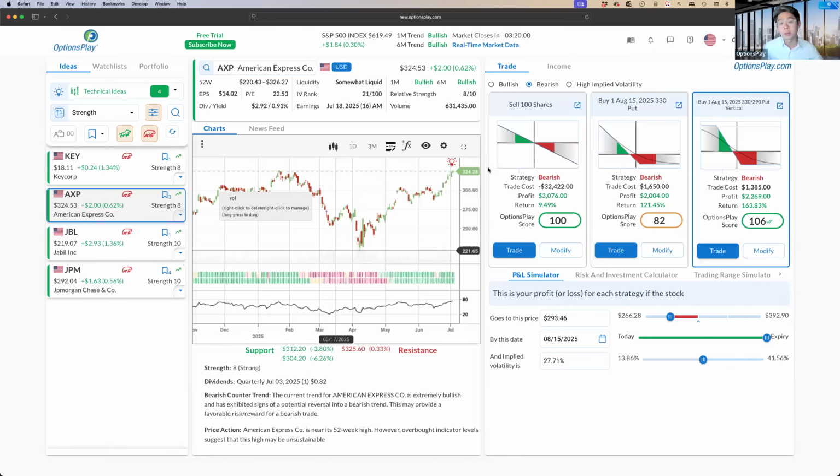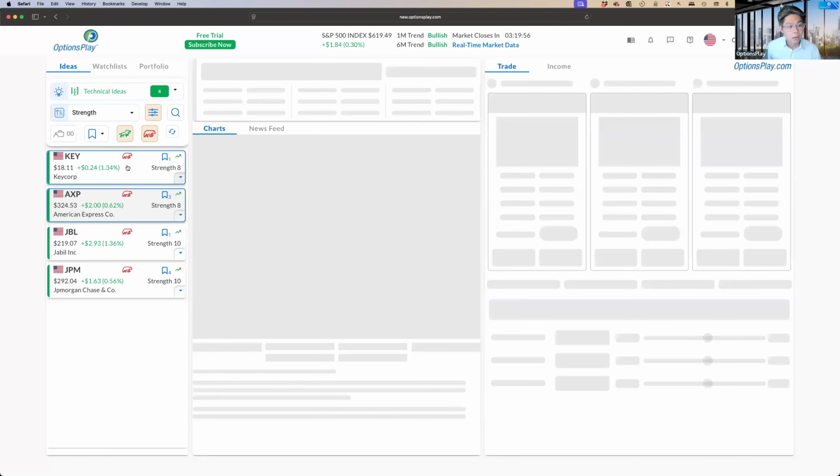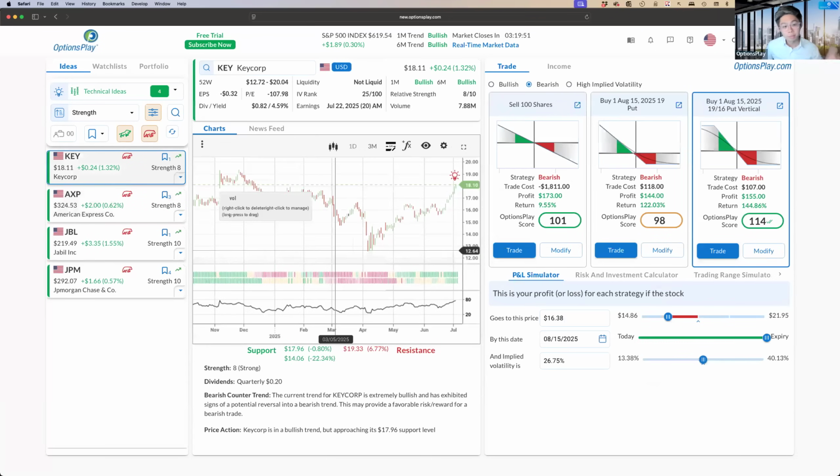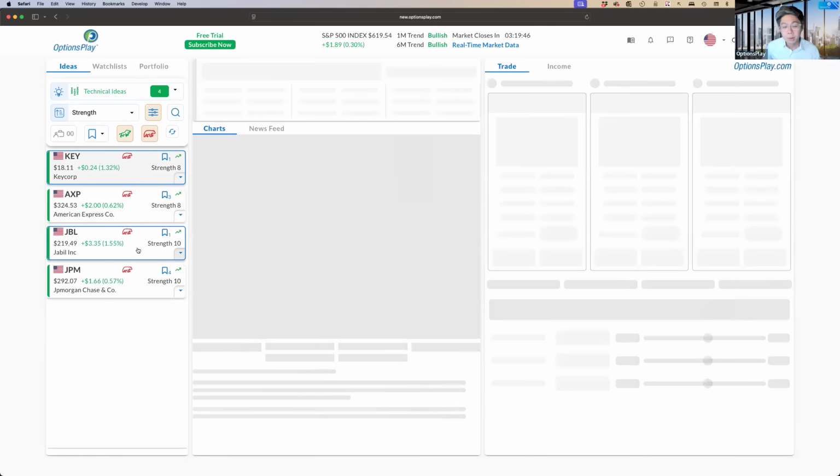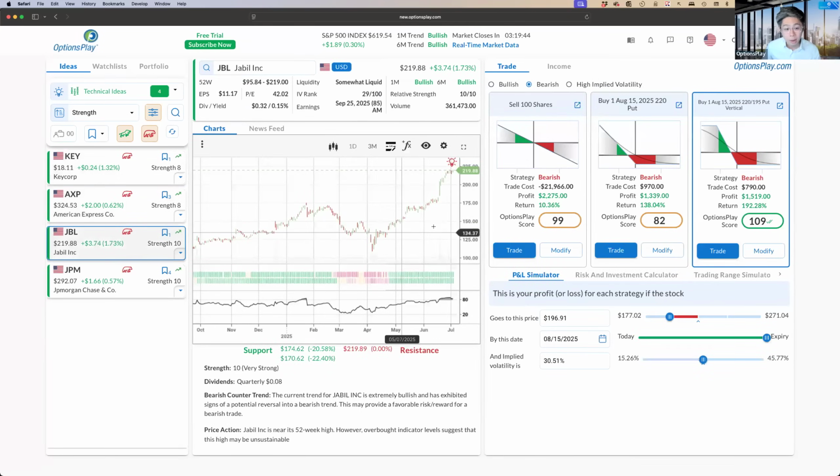And this works for all the other scans as well, right? This is not just for counter trend. Like I said, out of all of these names, I don't think any of them satisfies all 3 criteria. So for me, that means I'm not going to trade any of these ideas, with the exception of maybe American Express, because it's got that double top, right?